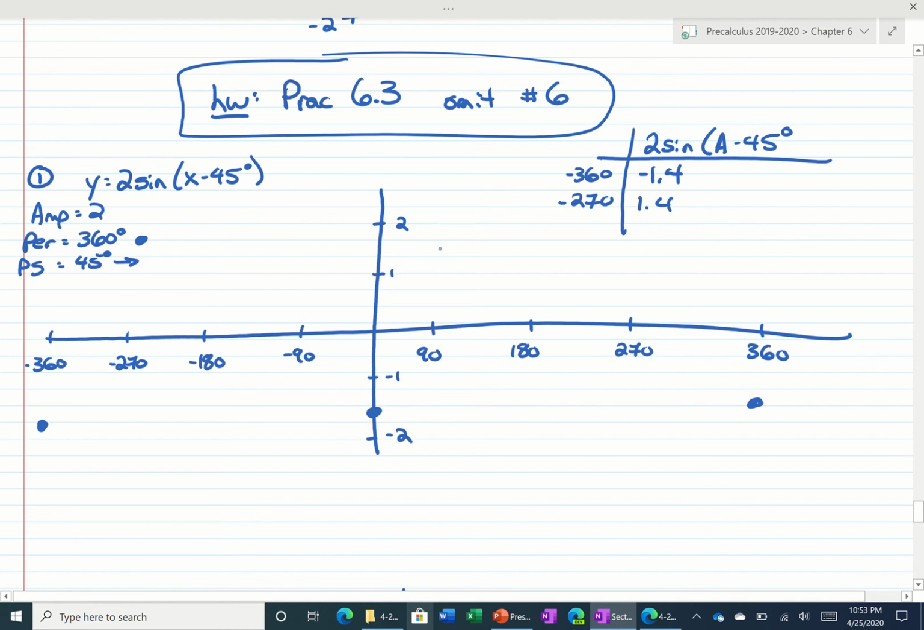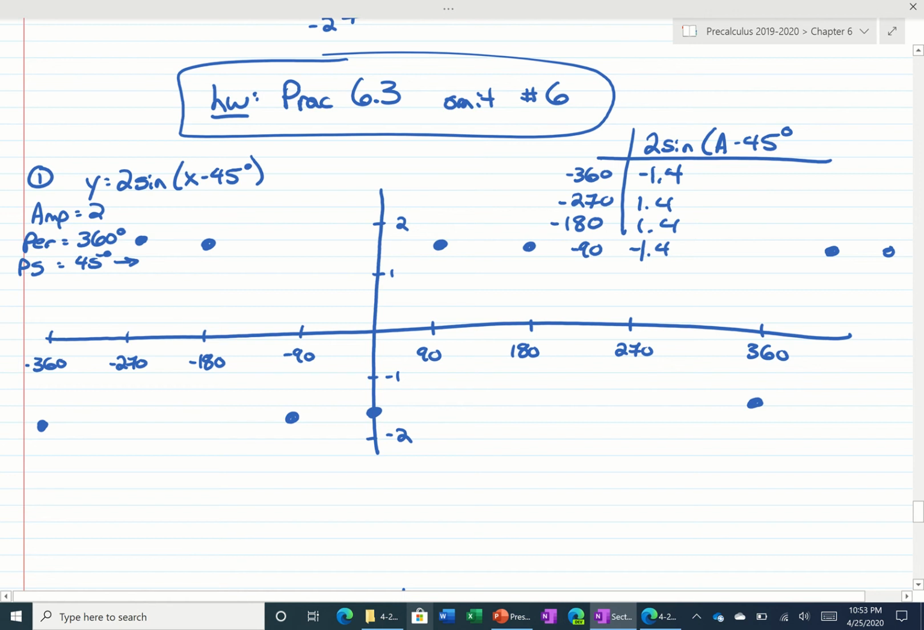So 360 degrees later, 360 degrees later. Okay, let's try negative 180. And I'm getting 1.4, interesting. Let's just do one more here, negative 90. Yeah, it's looking like negative 1.4.